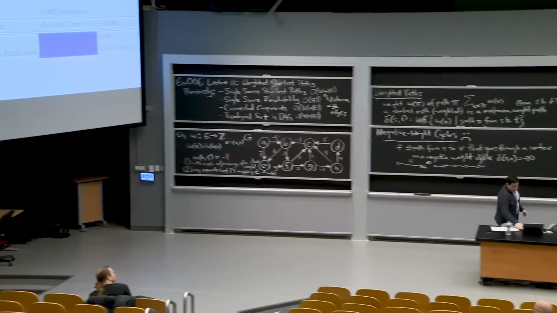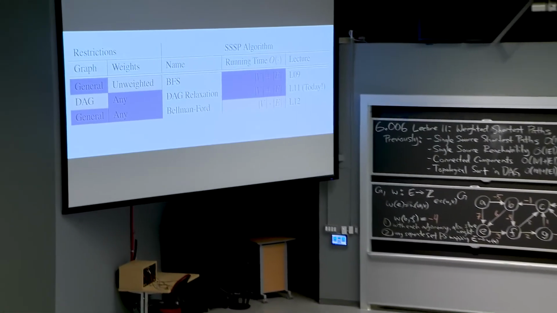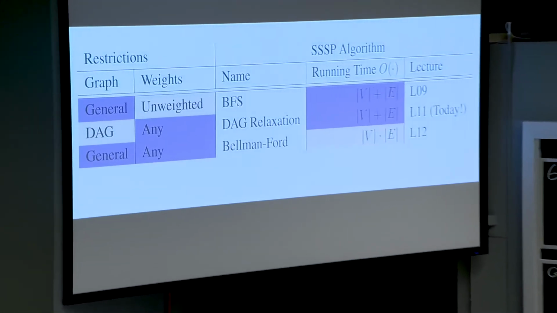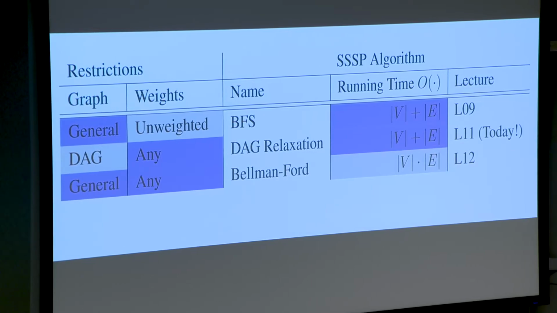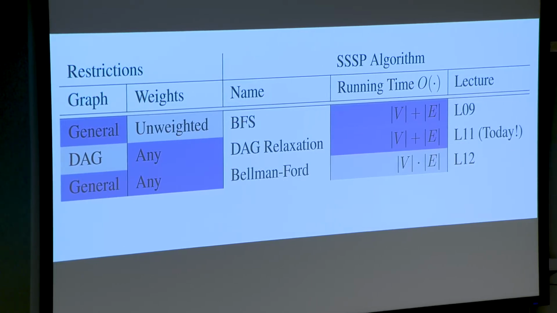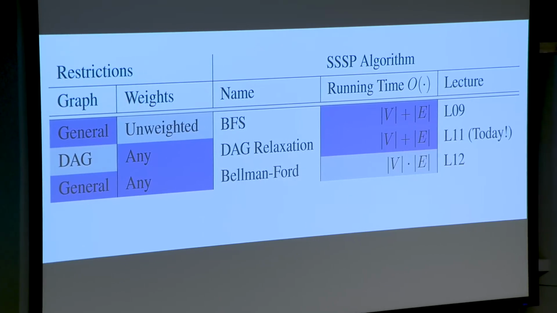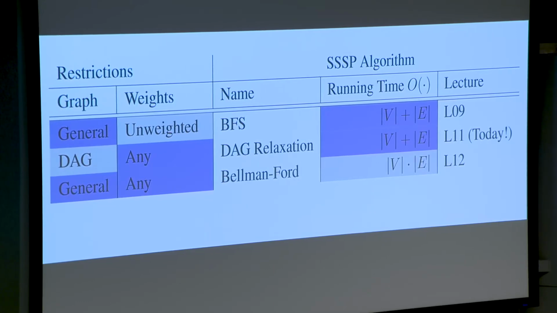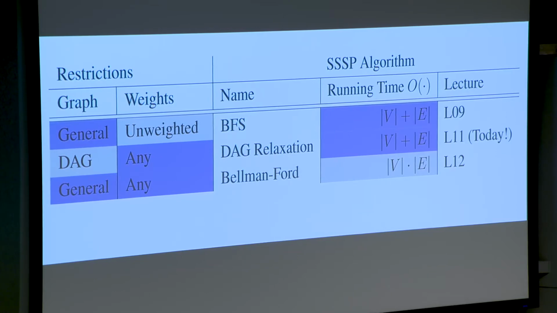Now, for general graphs, we're going to show you in the next lecture how to, for any graph, even with cycles, even with negative weight cycles, solve this single source shortest paths problem in something like a quadratic running time bound. Now, this isn't the best known, but it's a really practical algorithm and people use it all the time. Okay? And we are going to show Bellman Ford in the context of the DAG algorithm we're going to solve today. Okay? So that's the very general case in terms of restrictions on our graph.